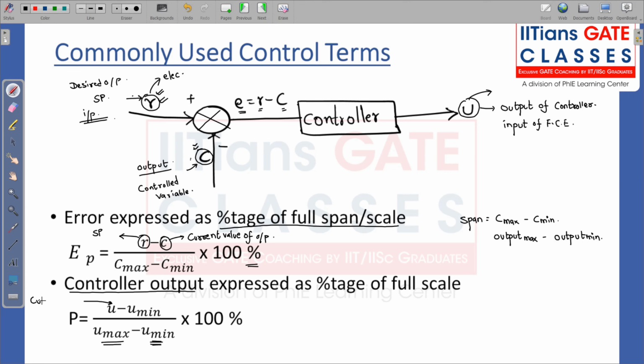This is your current value of the controller output minus U minimum, whatever will be the minimum value of the controller output. So this is basically what? Controller output expressed as percentage of full scale. Once again, let me explain. Controller output expressed as percentage of full scale means the current value of the controller output minus the minimum value that your controller output can have, divided by the span of the controller output, whatever is the U max minus U min.